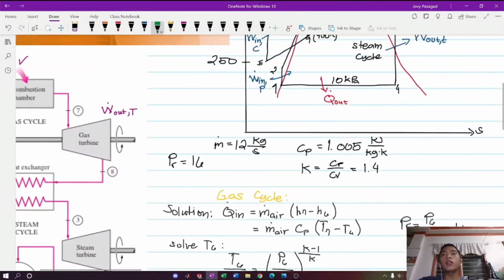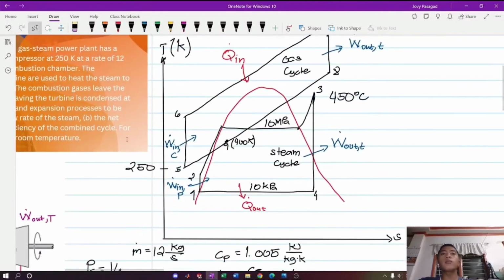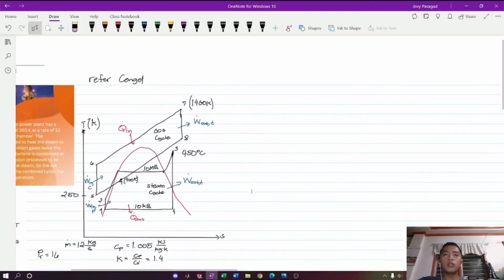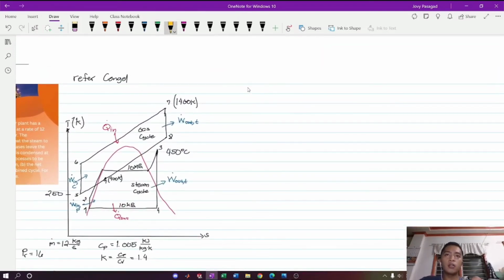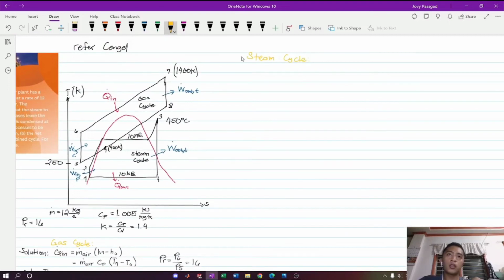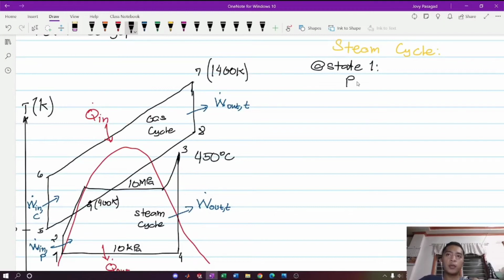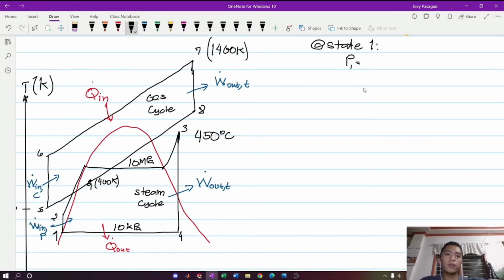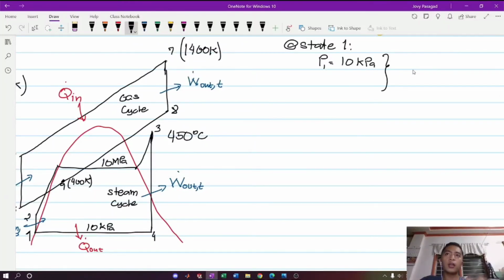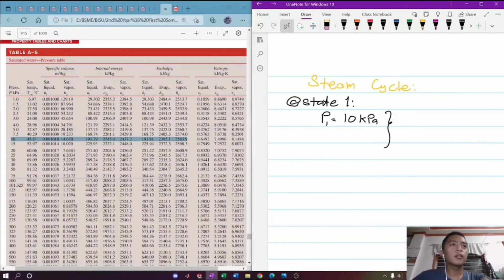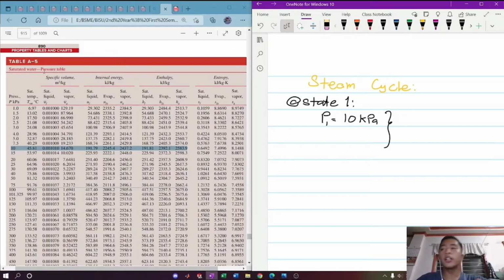Since we are missing some values, like H1 and H2, we need to solve for their enthalpies in the steam cycle. So now we solve for those enthalpies, in the steam cycle. At state 1, we have P1, which is 10 kPa. You can find this in the table, Table A5, page 890.